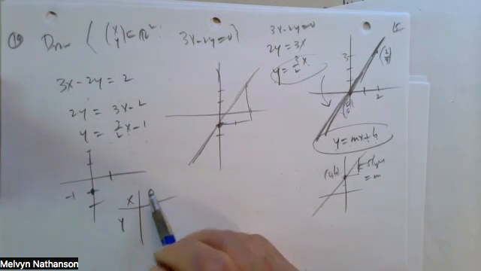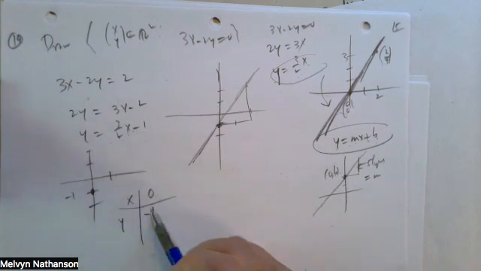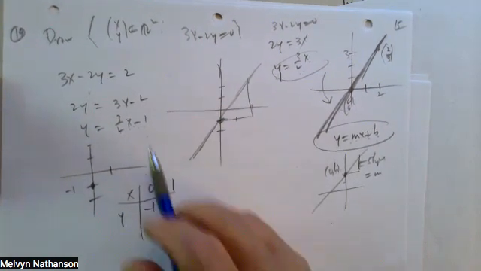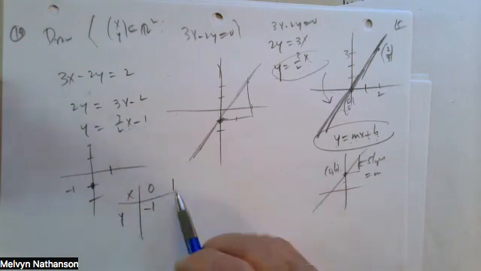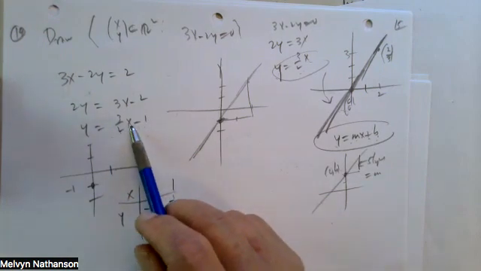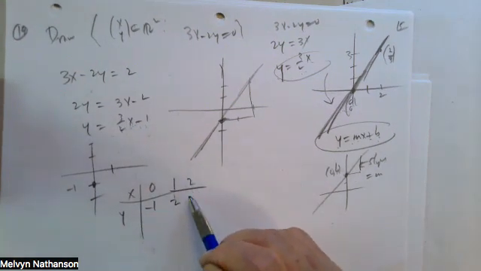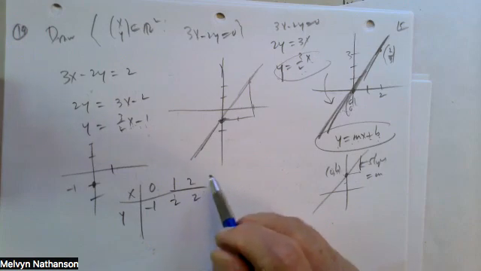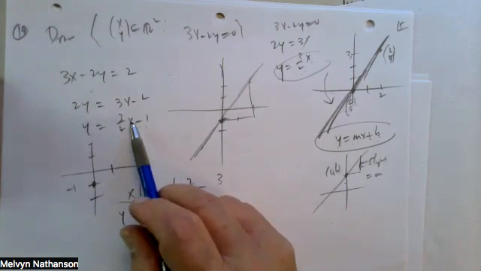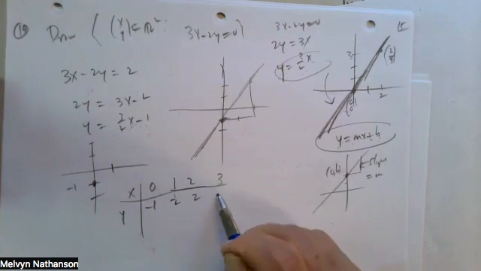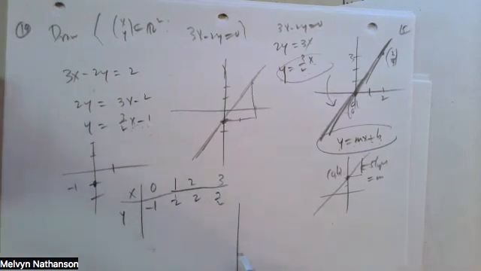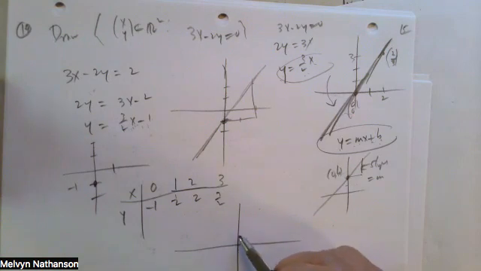X, y. So when x is 0, y is -1. When x is 1, y is 3/2 minus 1, or a half. When x is 2, y is 3 minus 1, or 2. When x is 3, y is 9/2 minus 1, which is 7/2. So if you just graph all these points on the plane, when x is 0, it's -1.